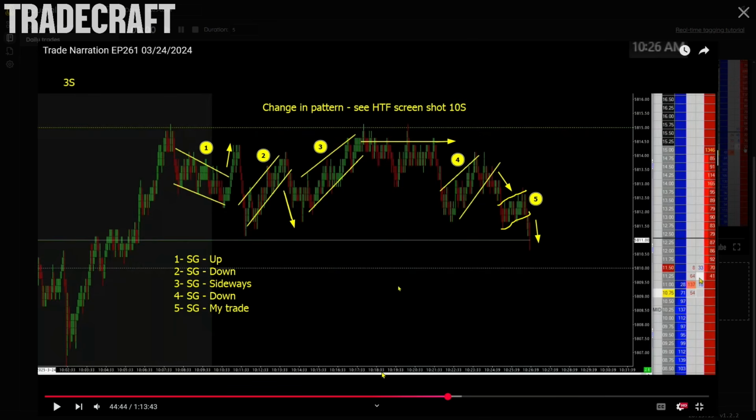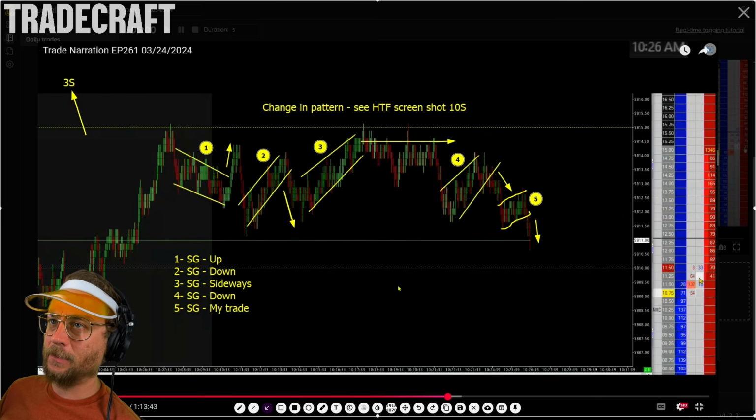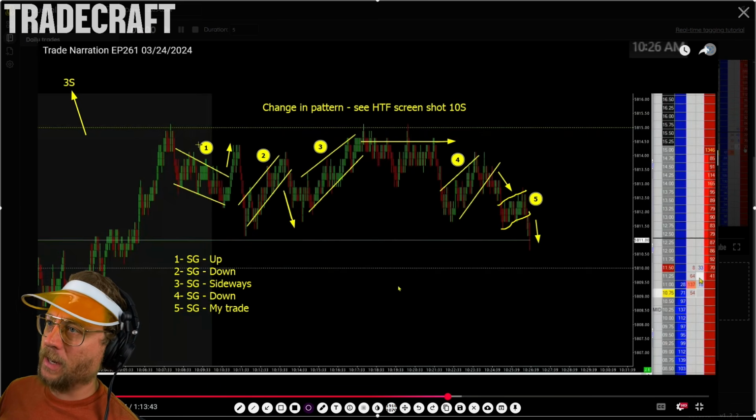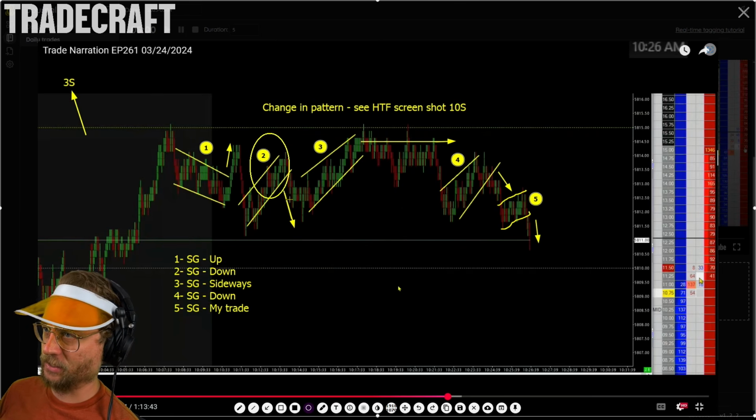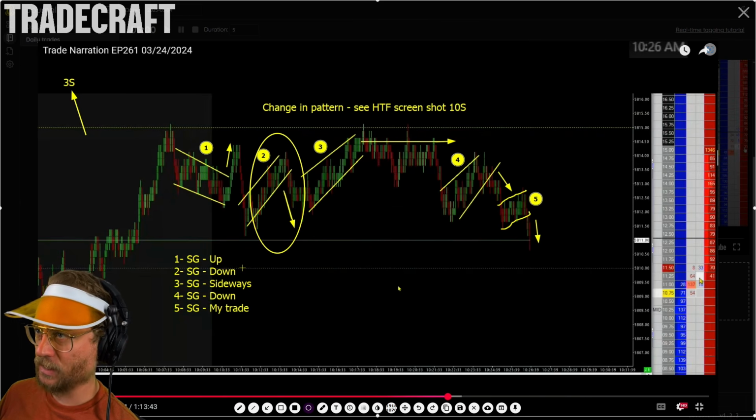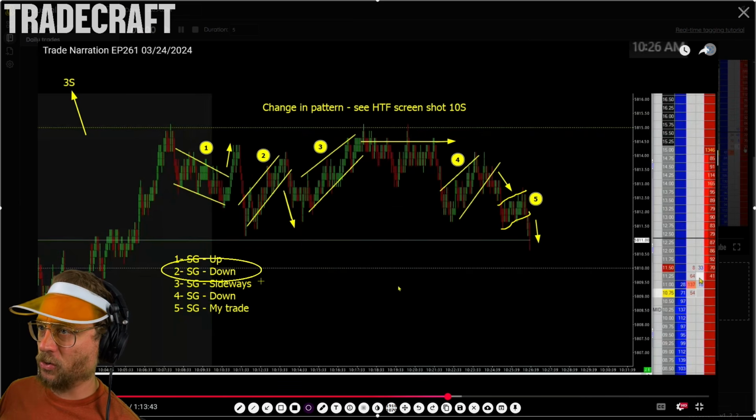By the way, the prior one was a 10-second. As you can see up here, this says 3S for 3-second. Now look at the 1. So you see the 1 and then there's an up arrow here. Right here it says struggle grind up. You see the 2 and then there's a down arrow. That's all 1 unit. That is struggle grind down.